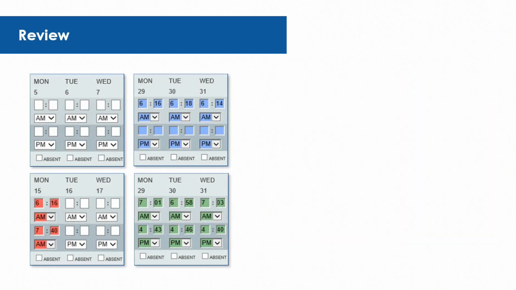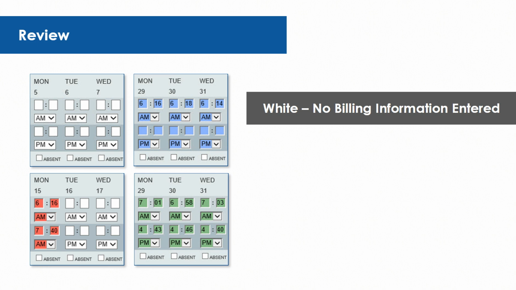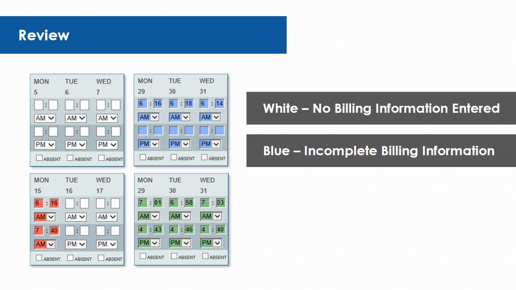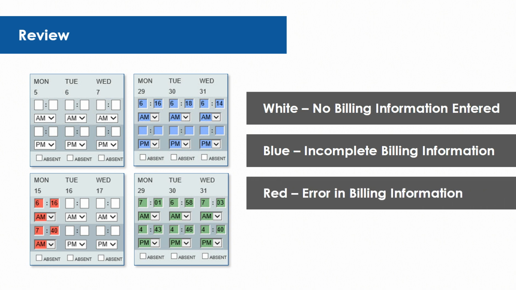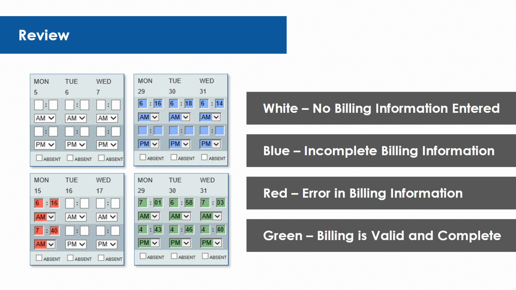The boxes in iBilling will turn colors depending on the status of what you've entered. If the boxes are white, this means no billing information has been entered. If the boxes are blue, this means you haven't completed entering your billing information. If the boxes are red, this means there is an error you need to correct. And if the boxes are green, this means your billing is valid and complete.